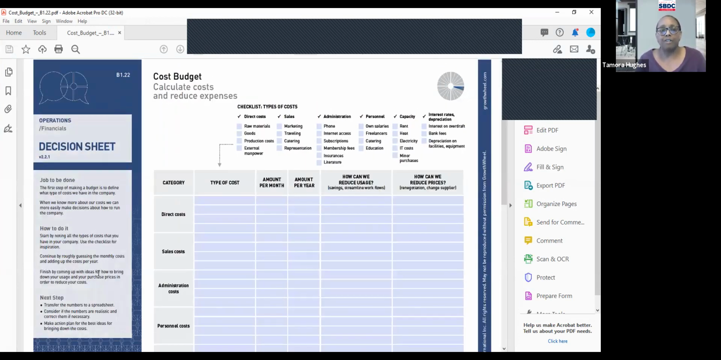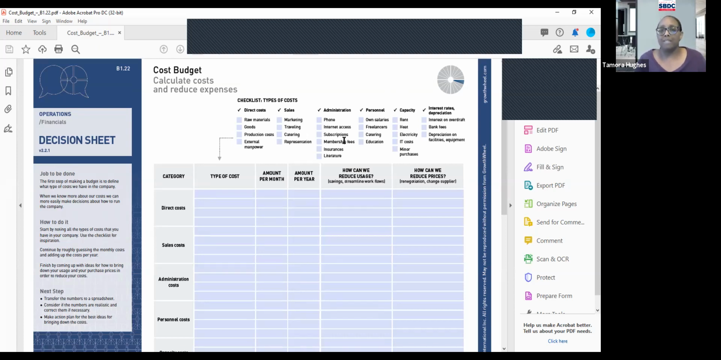It is designed, and the instructions are on the side to tell you what it's designed to do, as well as the next steps. This is a worksheet that you would convert into a spreadsheet or Excel spreadsheet. Once you work out these numbers, you can download this worksheet, save it as a version of whatever you're doing or draft. If you need the blank one, you go back to the blank one and call it something else. So this is the cost budget, and it's all designed to calculate your costs as well as to reduce your expenses.